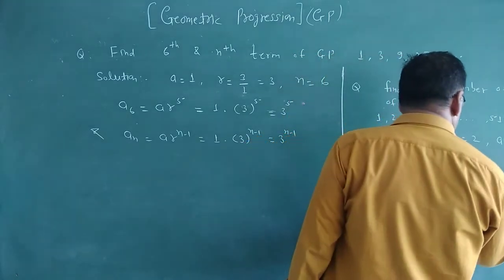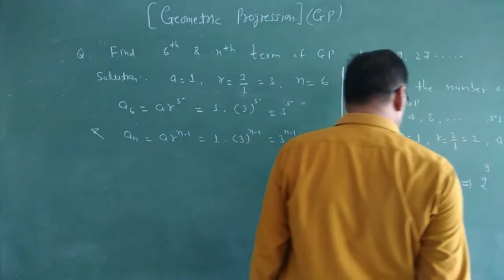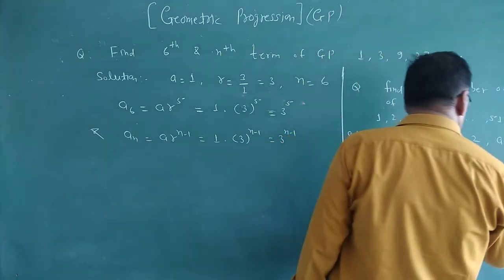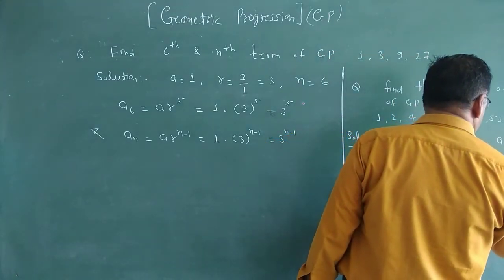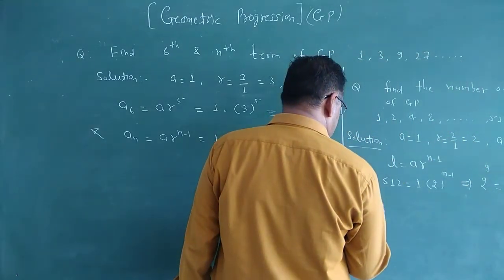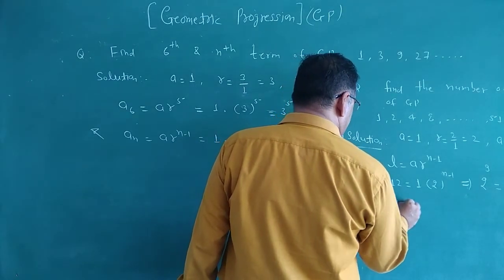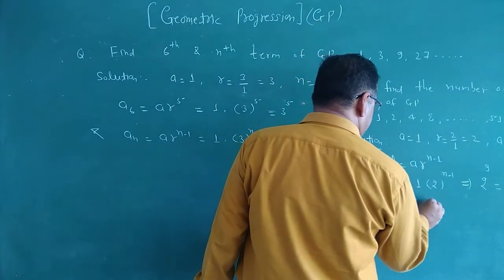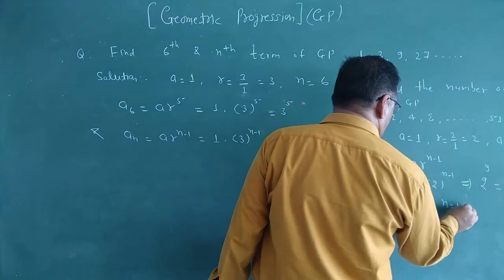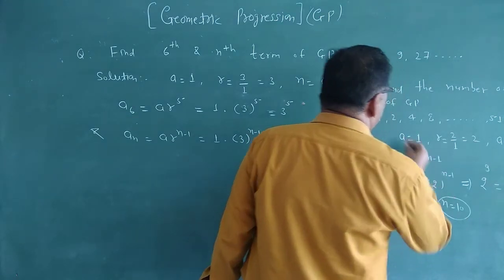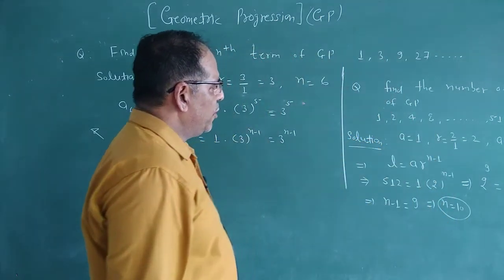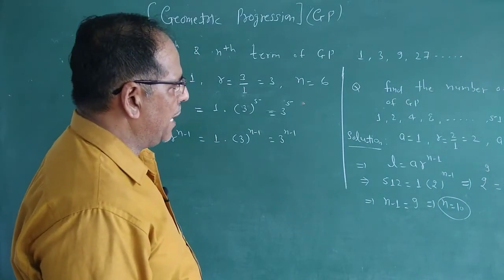512 can be written as 2 to the power 9. So 2 to the power 9 equal to 2 to the power n minus 1. Base are same, so power can be compared. N minus 1 equal to 9, that means n equal to 10. So in this GP, the number of terms will be 10.